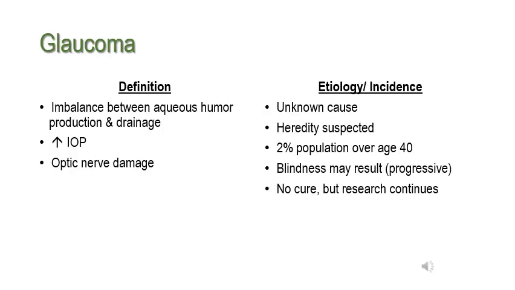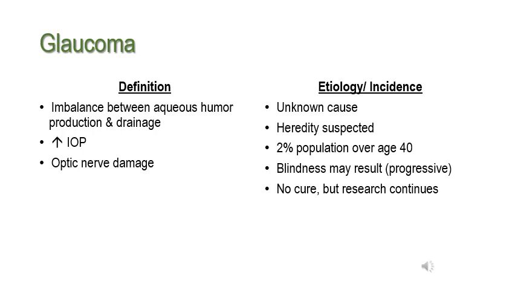So next we're going to talk about some of the disorders. We're going to start with glaucoma. Glaucoma is basically an imbalance between the aqueous humor production and drainage. And remember that aqueous humor flows between the iris and the lens, and this nourishes the cornea and the lens. There's approximately 1 milliliter at all times that is made and reabsorbed at a rate of 5 mils per day.